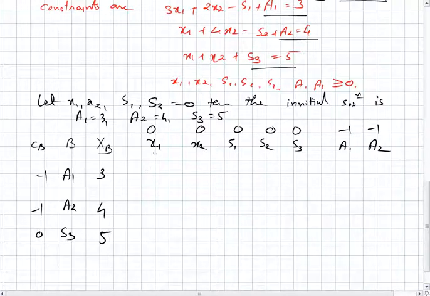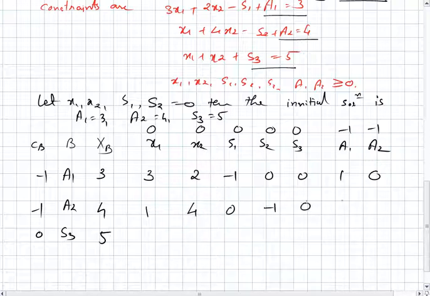And in the table write down the constraint coefficients. So they are 3, 2, -1, 0, 0, 1, 0. Here it will be 1, 4, 0, -1, 0, 0, 1. And lastly here it is 1, 1, 0, 0, 1, 0, 0.